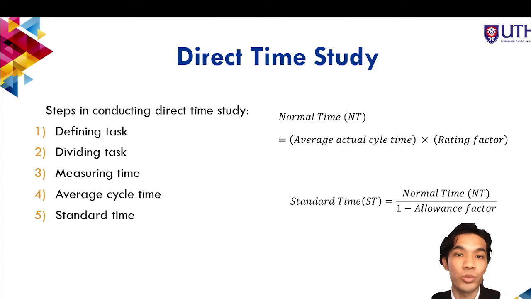Next is to divide the task into specific or detailed elements, so each element can be analyzed thoroughly. The next step is to measure the time required for each element. The fourth step is to calculate the average cycle time for each element. Once the normal time has been acquired, standard time can be calculated.